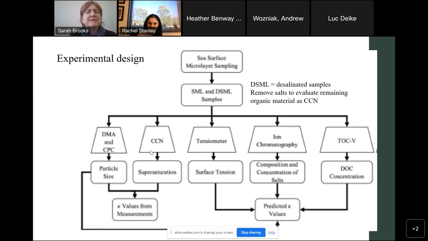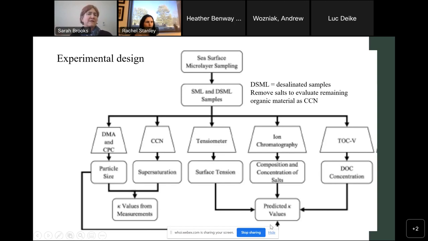So now, here's what we did to make the most of this sea surface microlayer sampling. Again, we wanted to measure CCN activation directly. So we brought our CCN counter off the ship, measured CCN values, and then you can use that to get kappa. So we consider that our measured kappa. And the other thing we can do is get our surface tension with a tensiometer, our composition with VOC, TOC, and IC, and then go ahead and calculate a kappa and compare these two.